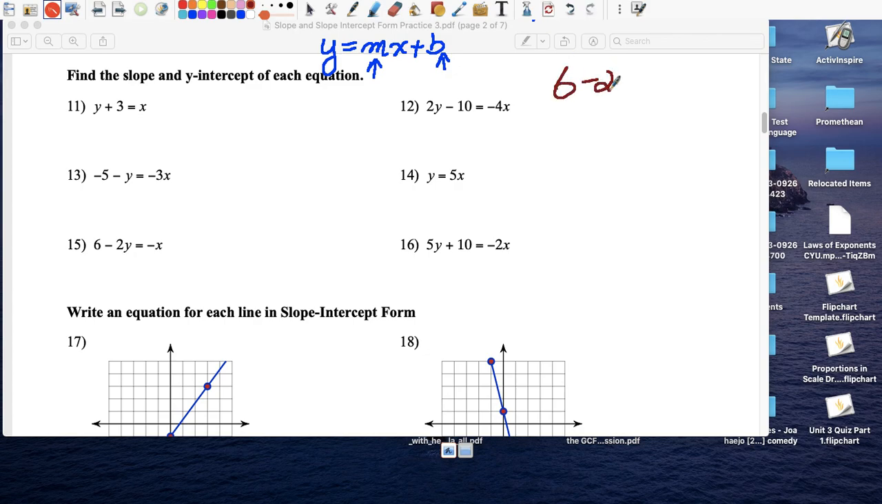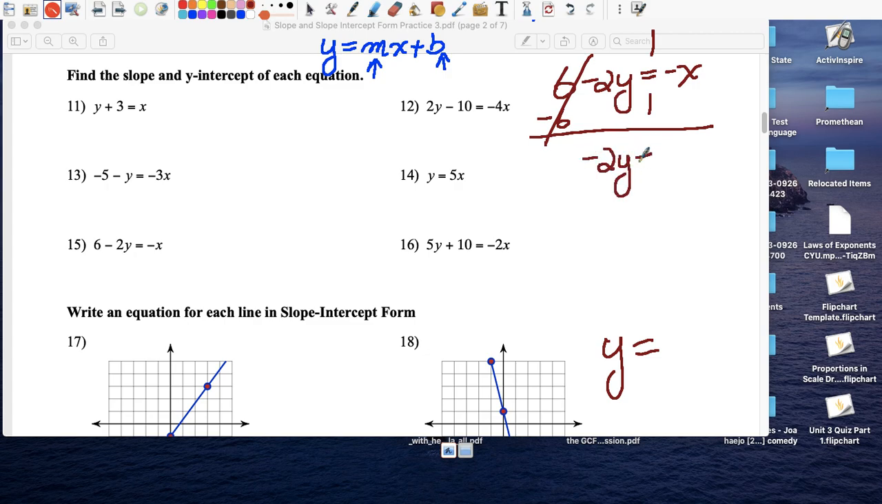6 minus 2y equals -x. Alright, so same thing. Let's make that look like this. Let's get rid of the 6. It's positive 6, so I do -6. And that will equal 0, which means the only thing left over on the left side is -2y. Because I subtracted 6 on the left side, I will subtract 6 on the right side. -x minus 6 can't be combined because they're not like terms.